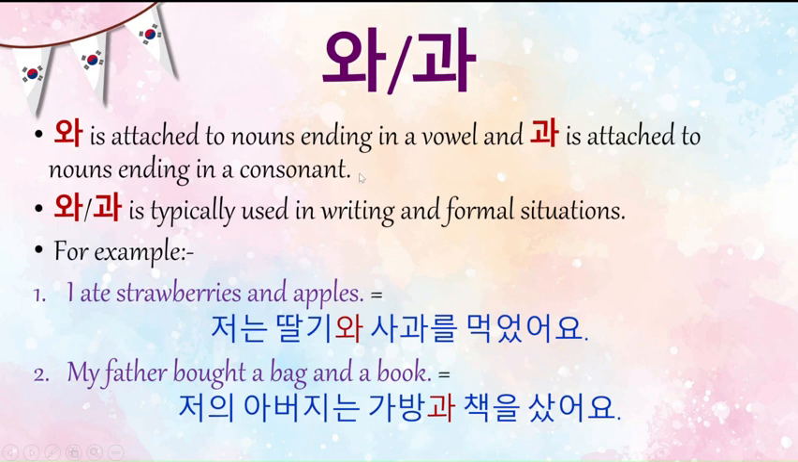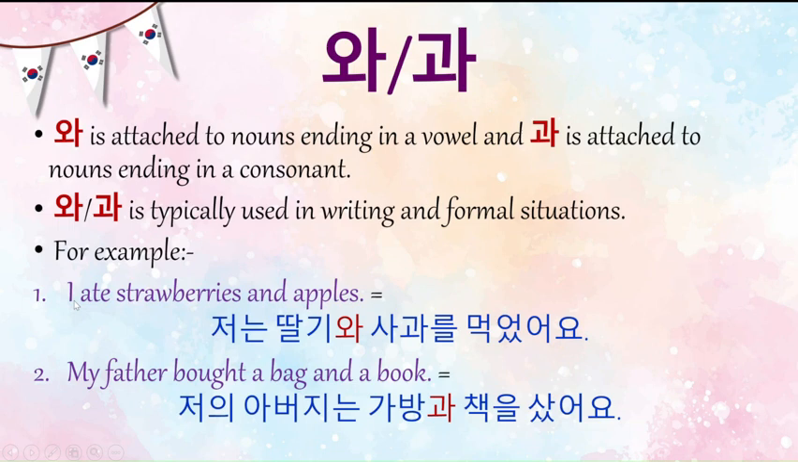Fine. Now when you are going to use this version of and, so wa or kwa, they are typically used in writing and in formal situations. So whenever you are having a formal conversation or in any formal situation or in writing, you have to use wa or kwa to denote and. Okay. Now let's see these two examples to understand how to use them in sentences.